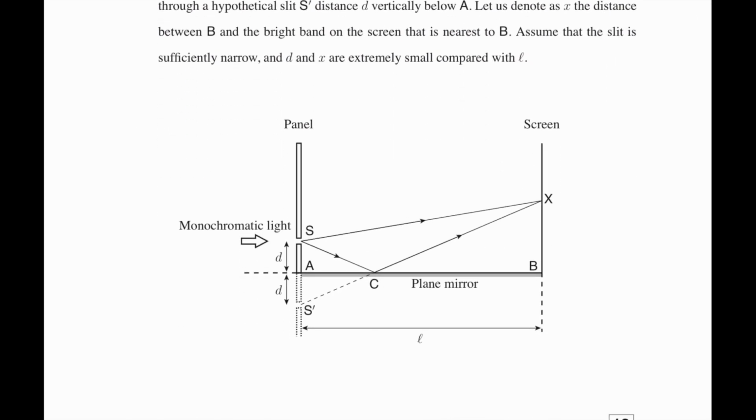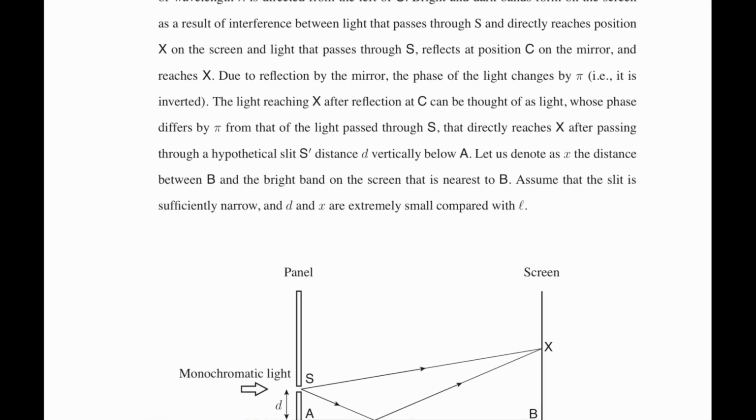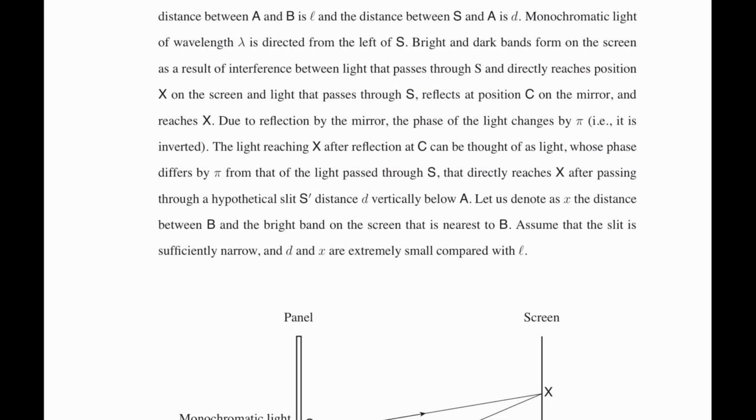So we have monochromatic light directed from the left to our slit. Bright and dark bands form on the screen as a result of interference between light that passes through S and directly reaches the position X on the screen, and light that passes through S, reflects at point C on the mirror, and reaches X.